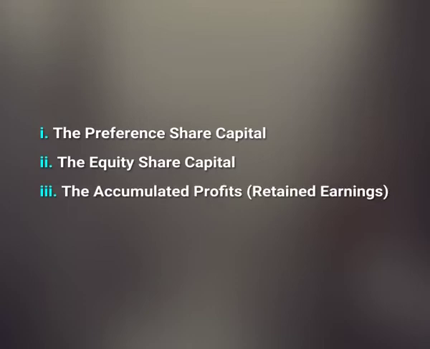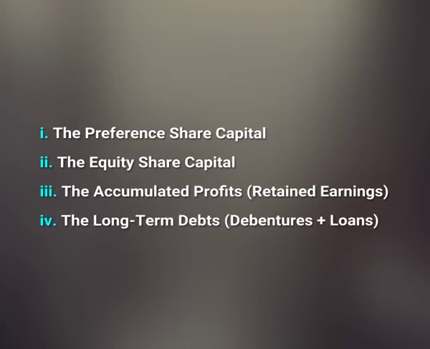In other words, the long-term resources of funds may consist of the following. The first one is the preference share capital. Then we have equity share capital. Then its accumulated profits, which is also known as retained earnings. And the last one is the long-term debts, which includes debentures plus loans.